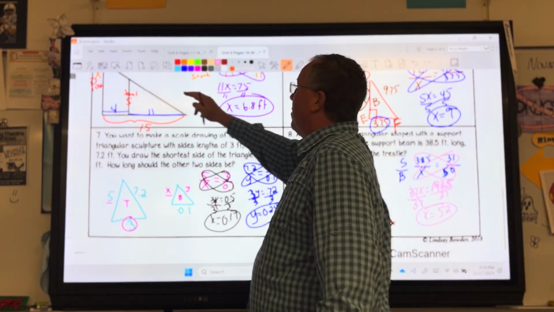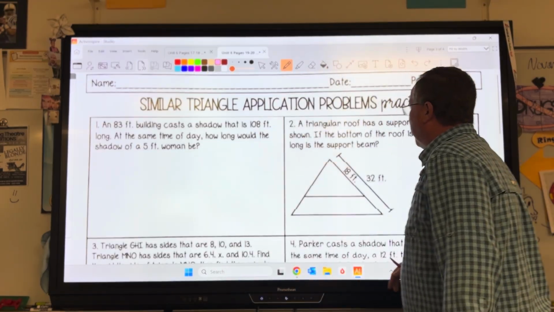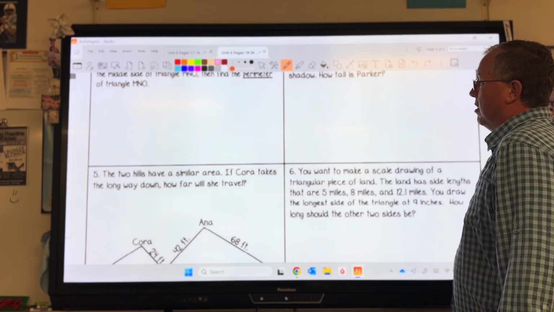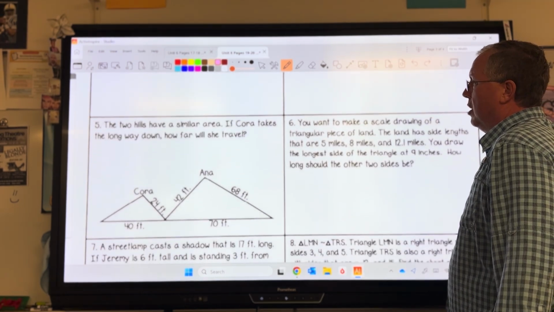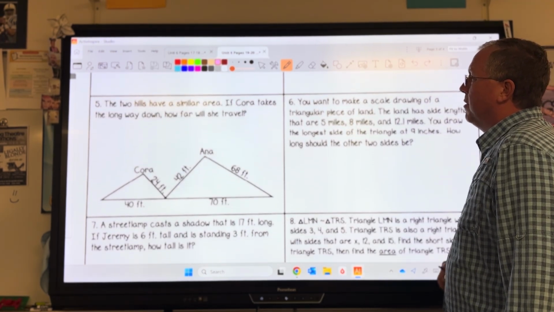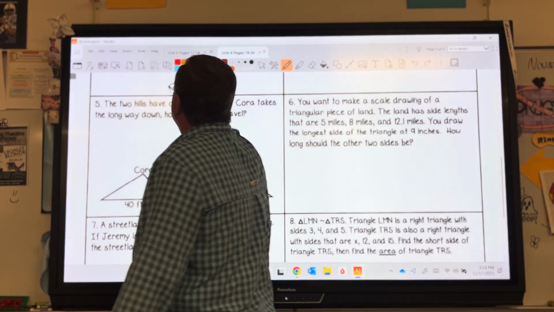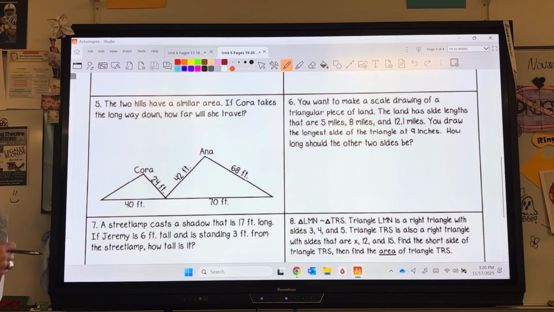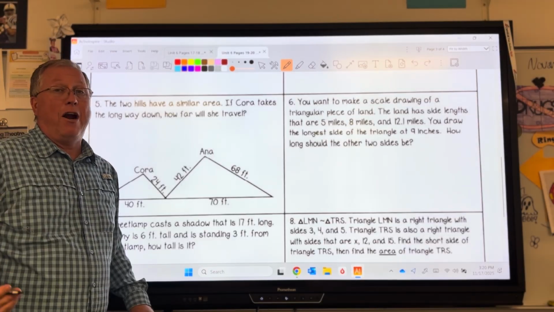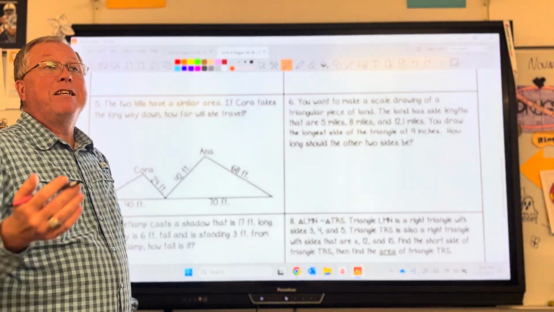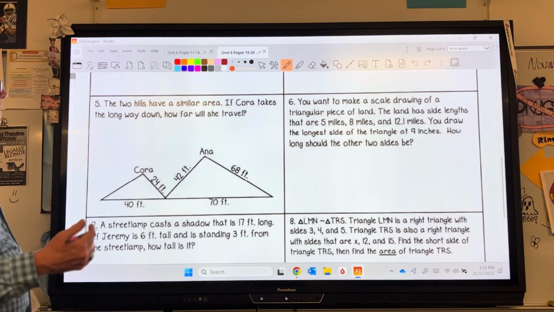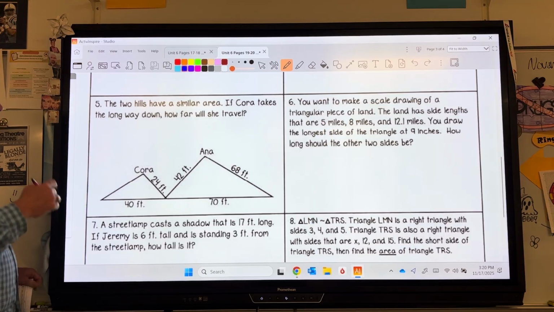All right, we're going to jump over to the next page, and I'm going to do one more. Just going to randomly pick one. Let's go with this one, number 5. Number 5 says the two hills have similar area. If Cora takes the long way down, how far will she travel? Well, if they have a similar area or a similar volume, that means their measurements have to be similar as well. So how far will it be if Cora takes the long way down?